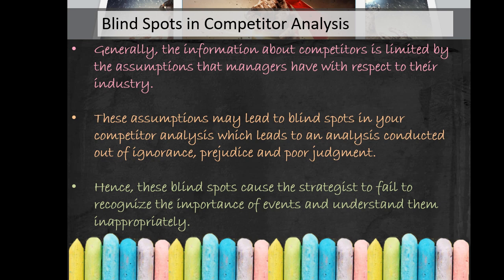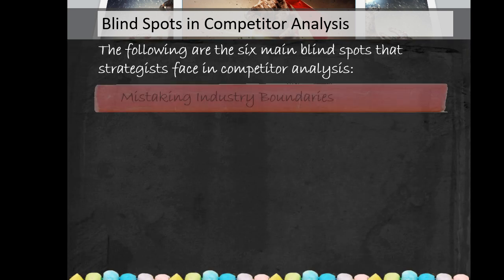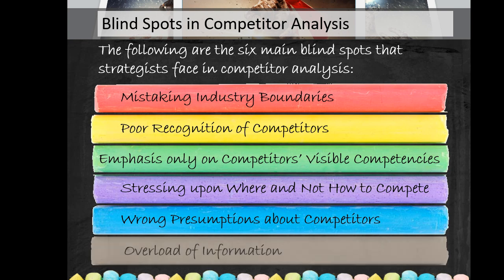Generally, the information about competitors is limited by the assumptions that managers have with respect to the industry. These assumptions may lead to blind spots in your competitor analysis, which lead to an analysis conducted out of ignorance, prejudice, and poor judgment. When you lack necessary information, there's some key information that you need to have, but you didn't see it, you didn't come across it. Hence, you're only making your judgment based on the little you've seen. So this blind spot causes strategists to fail to recognize the importance of events and understand them appropriately.